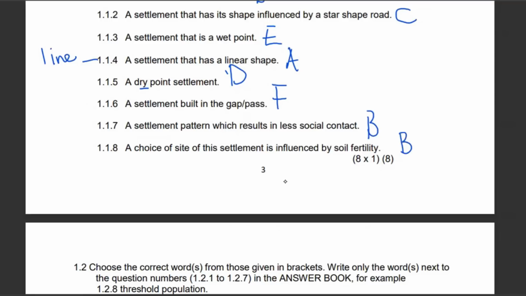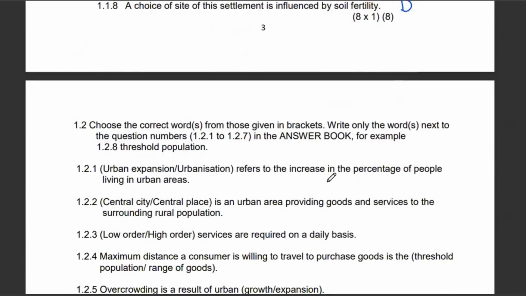That takes us to the end of question number 1.1. Moving on to question number 1.2. Right, question number 1.2, it says, choose the correct words from those given in brackets. Write only the word or words next to the question numbers 121 to 127.